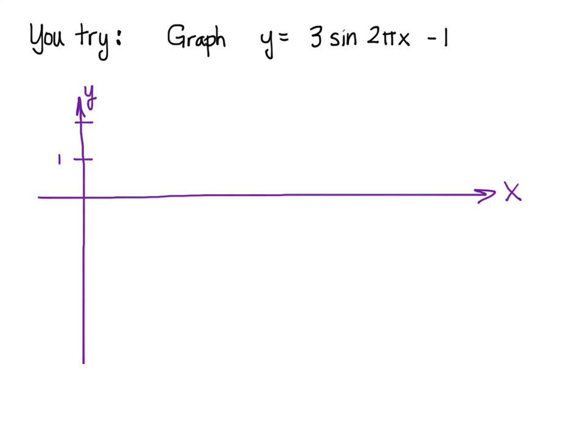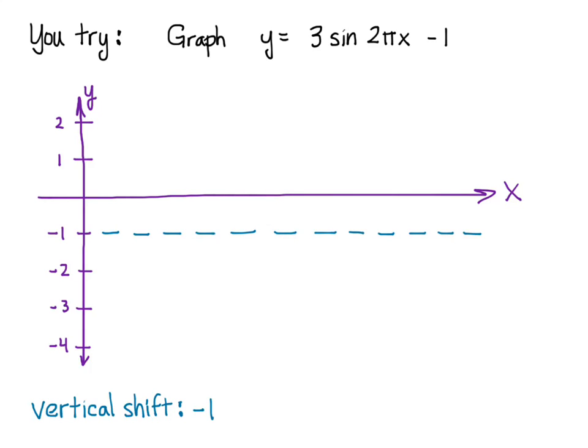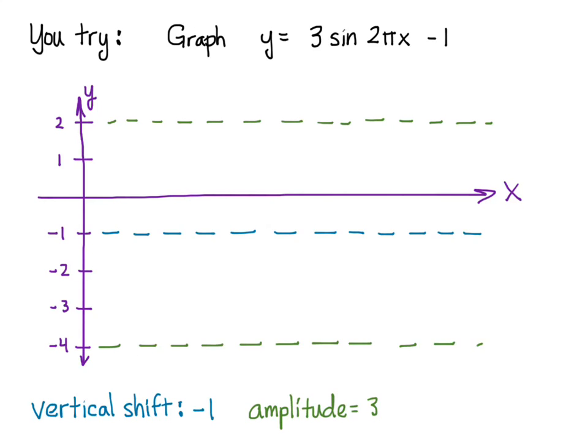Okay, so the first thing is that we look at that vertical shift, and that's -1. So we know that this thing is going to cycle above and below this dashed line at -1. And then we also know that our amplitude is 3. So we're going to be 3 above -1 and 3 below -1. So our sine is going to be in between those two bounds.